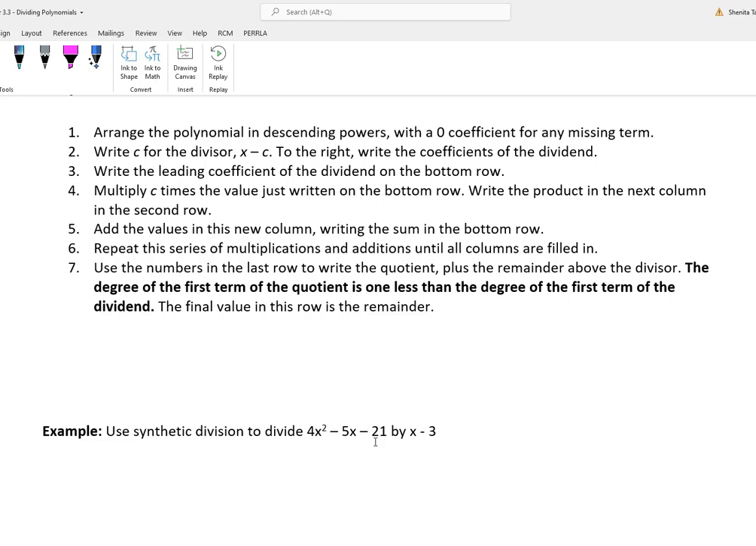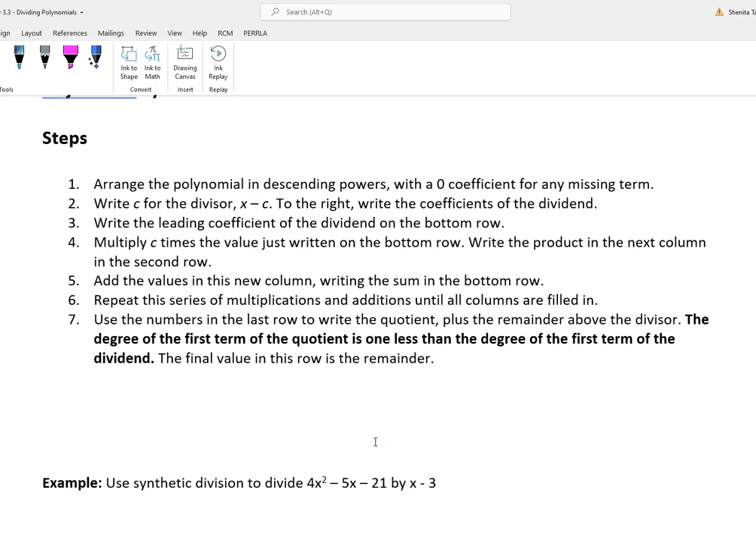So now let's talk about synthetic division. In synthetic division, you're going to arrange the polynomial in descending powers with a zero coefficient for any missing terms. You're going to write c for the divisor, x minus c, to the right, and write the coefficients of the dividend. Write the leading coefficient of the dividend on the bottom row.